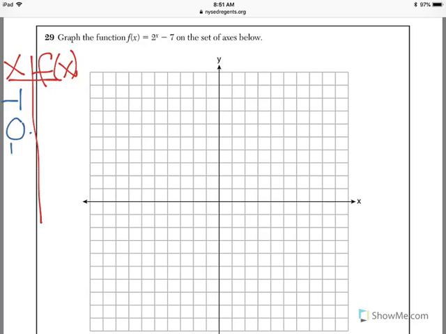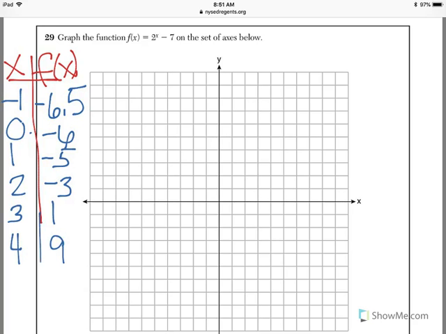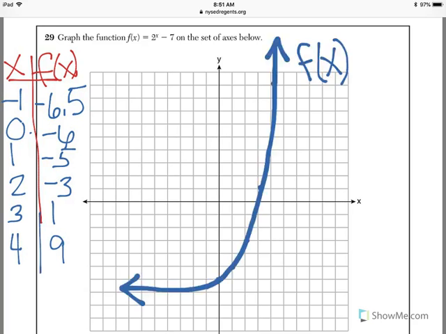-1, 0, 1, 2, 3, 4. So at -1, our y value is -6.5. At 0, we've got -6, -5, -3, 1, and 9. So this is what your graph should look like. Make sure that there are arrows because there are no restrictions, they go on forever. And you want to make sure that you label it. And we can label it f of x because that's what they call it. So that's all we have to do for our graph.